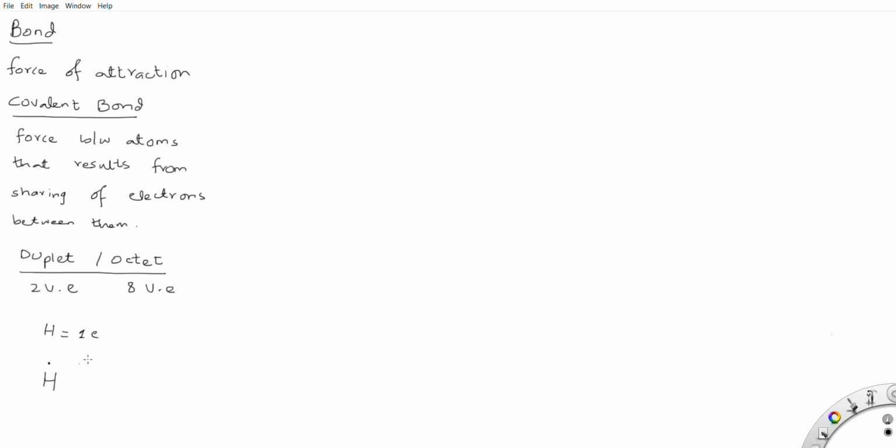This dot here represents the valence electron. I can also use a cross here. Let's say this is hydrogen and there is a cross here. This can also be a representation of its valence electron. This model of studying chemical bonding, or of studying atomic structures, is often referred to as the dot and cross model.